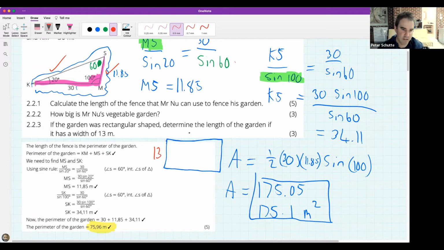What is the length? I want you guys to use your problem-solving brains, or maybe somebody could come on the line and give us a hint. So the question is saying, if the garden was rectangular shaped, determine the length of the garden if it has a width of 13. And it's going to have the same area as what it had before. Who thinks they know how to work that one out?